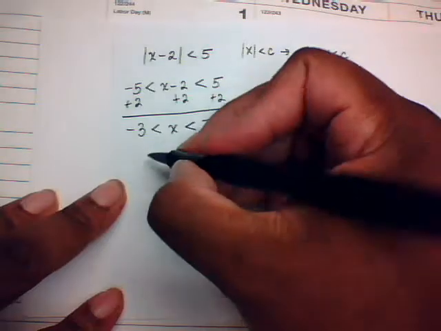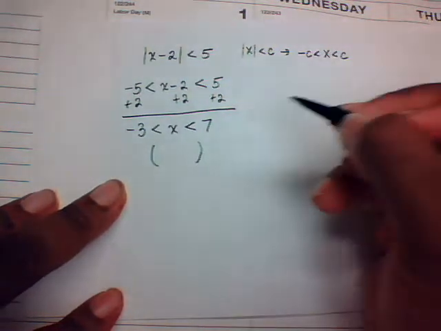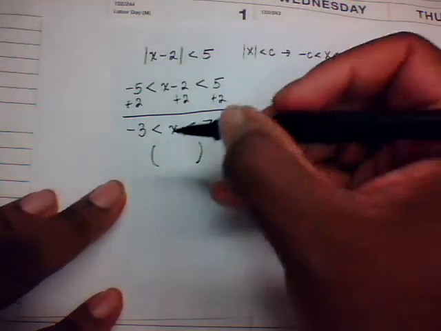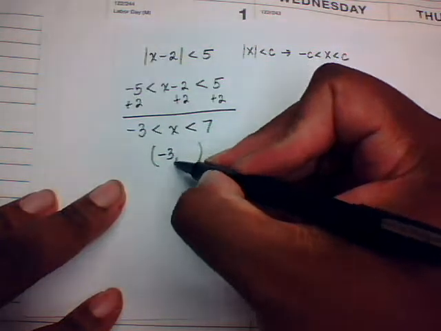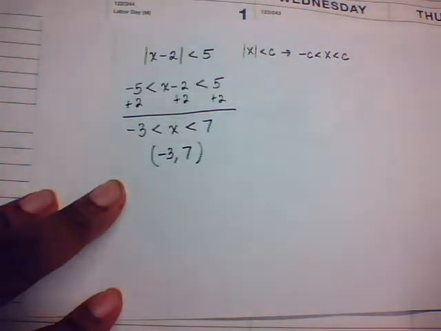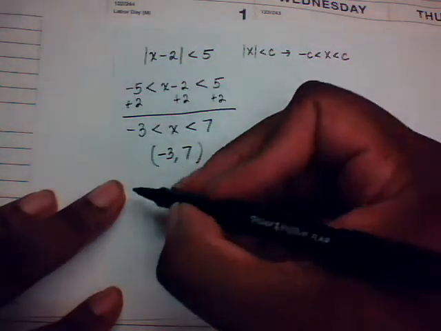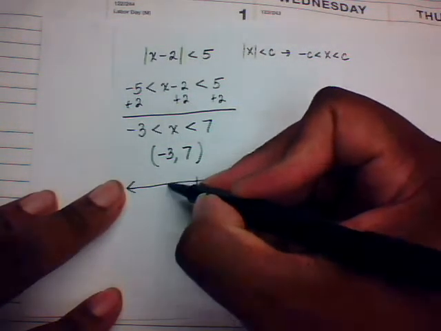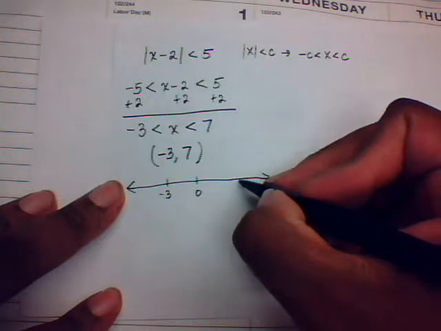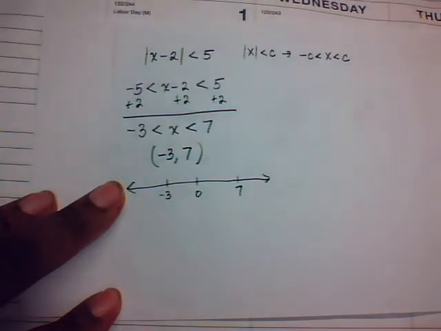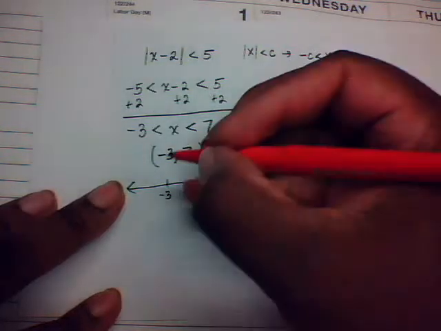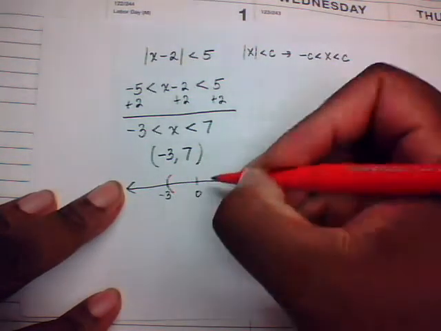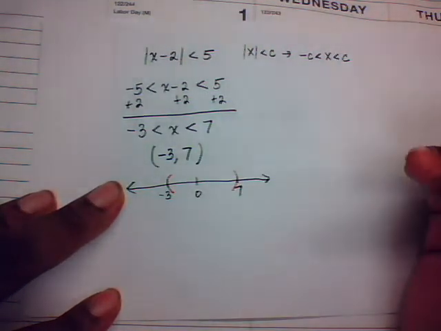Now, interval notation, of course, they're both going to have parentheses because they're both less than. My two endpoints are negative 3 and 7. And the number line will look like this. Let's say negative 3 is here and 7 is here. And on the graph, you'll have a left parenthesis at negative 3, and a right parenthesis at 7.